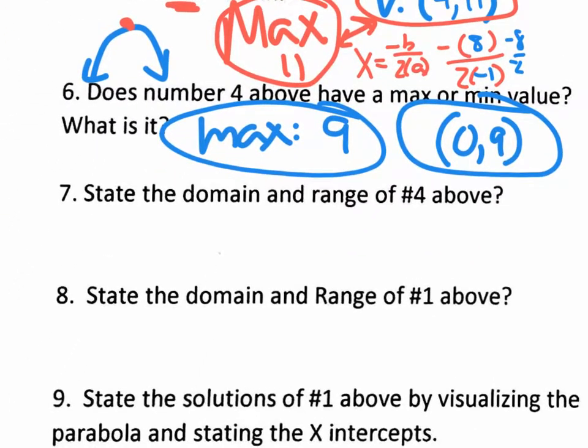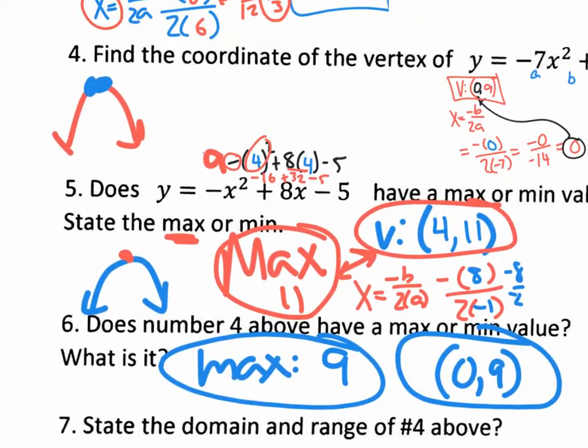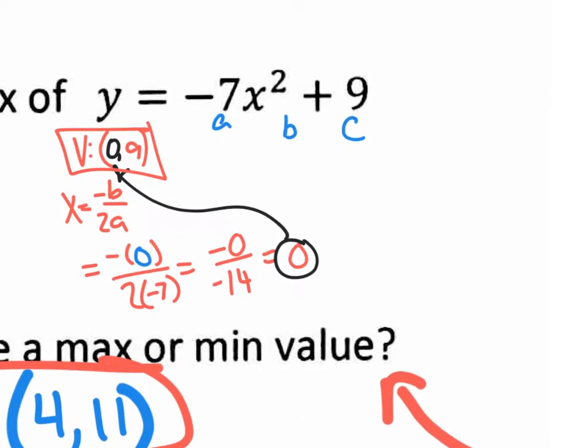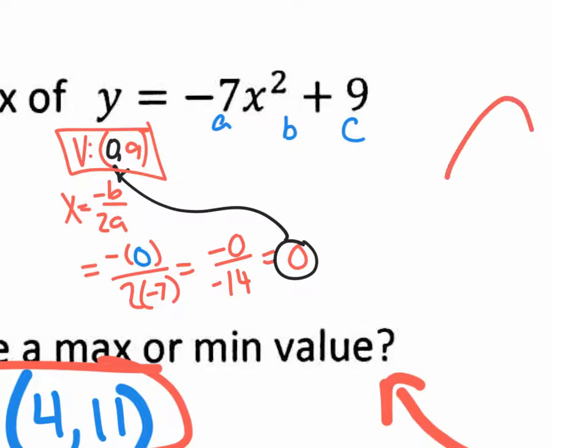Number 7, state the domain and range of number 4 above. So we need to go back to number 4 and state the domain and range. Well, we know it's opening down, right? Because the a value is negative. We know the actual vertex is (0, 9). Maybe I shouldn't have started with the parabola. Let's start with the vertex and do a quick sketch.